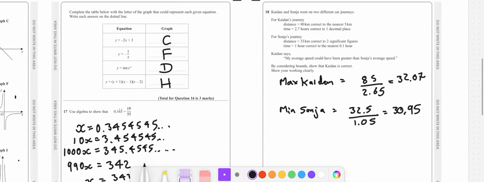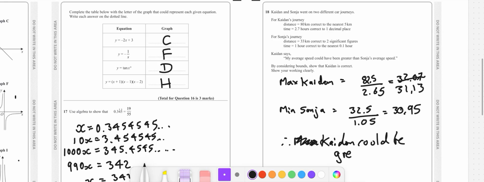Actually, this max is 82.5. So sorry, that's 82.5 divided by 2.65, is actually 31.13, but still max. Therefore Kaiden could be bigger. Therefore Kaiden could be greater speed.